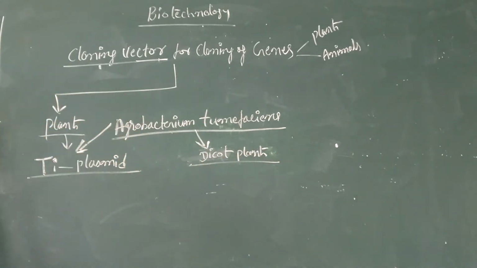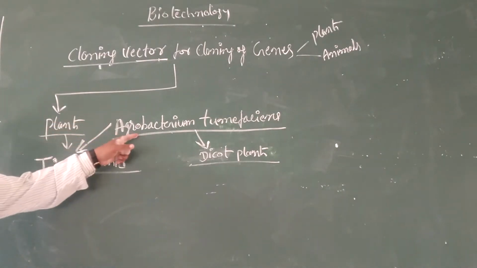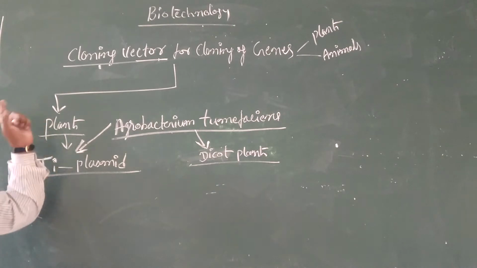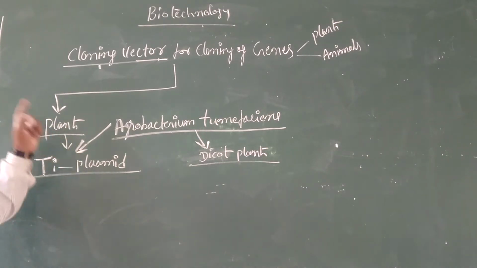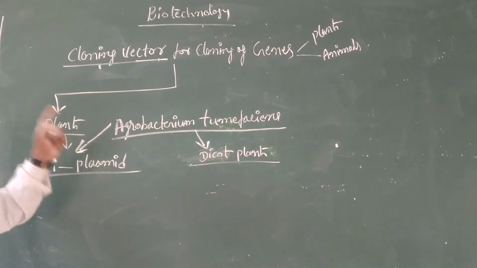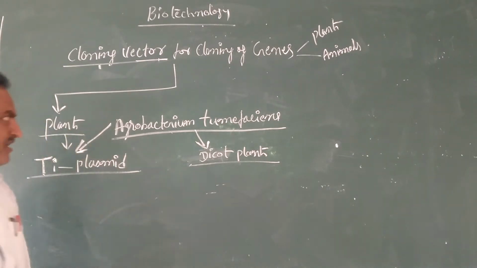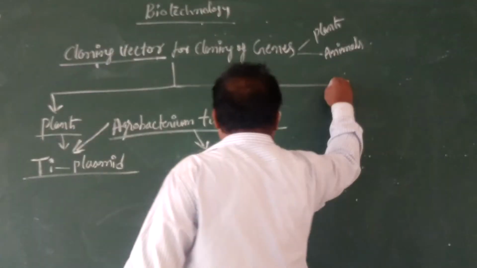From this bacteria, Agrobacterium tumefaciens, one of the plasmids is extracted. It is called the Ti plasmid. The tumor-inducing plasmid is used for cloning of plant genes. One of the vectors used is called the tumor-inducing plasmid.